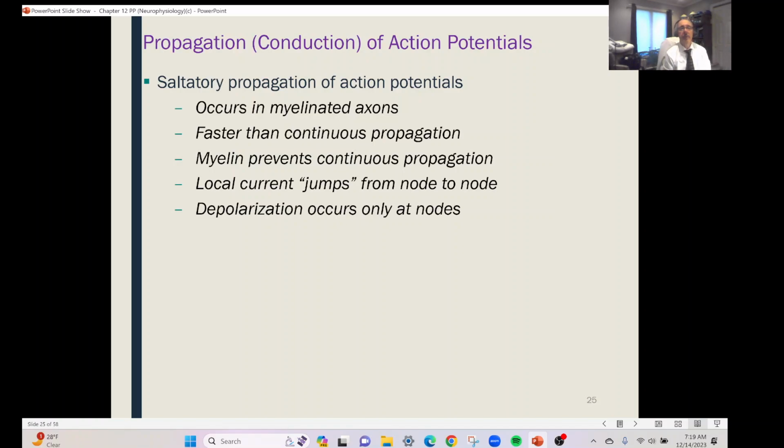The second type of conduction is saltatory, right? Saltatory means to leap or to jump, like to skip. And this is going to occur in myelinated axons, and this is much faster than continuous conduction. The myelin is actually going to prevent the continuous conduction, and what we're going to get is the depolarization at the nodes of Ranvier. If you remember, the node of Ranvier was also called the node. So we're only going to get the action potential where the Schwann cells don't touch, and you'll see it will leap down that myelinated axon.